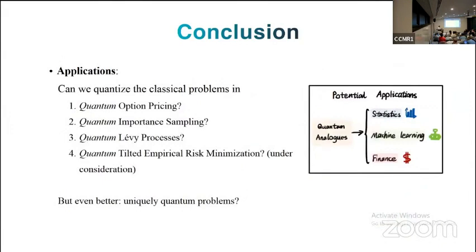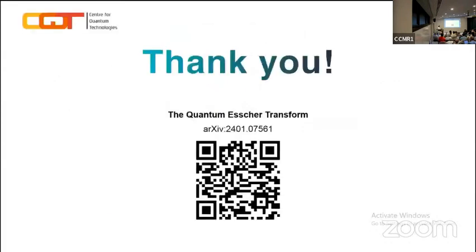Can we quantize the classical problems in a quantum version, like option pricing, importance sampling, or Levy processes? And also consider a quantum version of tilted empirical risk minimization in machine learning? Or even better, can we apply the quantum Esscher transform in a uniquely quantum problem? So that's all. Thank you so much for listening to my talk.